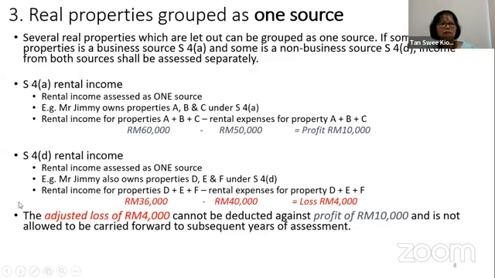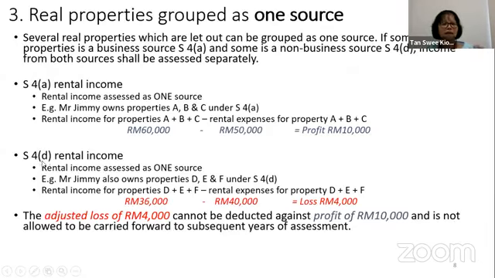For Mr. Jimmy, properties A, B, and C, let's say, are grouped under Section 4A, and the total rental income for these three properties is 60,000, with deductible expenses incurred of 50,000. So 60,000 minus 50,000 gives a profit of 10,000 under Section 4A rental income.